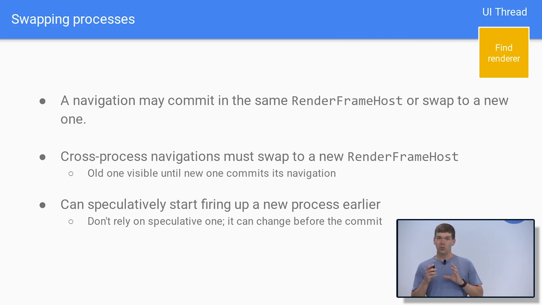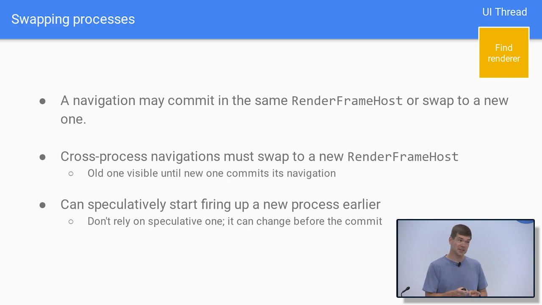OK, so now once we've picked the SiteInstance and the process, the navigation may either commit in the same process that you were on, or it may need to swap to a new one. Now, if you're staying in the same process, the navigation will probably commit in the same RenderFrameHost. And this is often confusing to people. So if you go from a.com/1 to a.com/2, that will keep committing in the same RenderFrameHost that you are on.